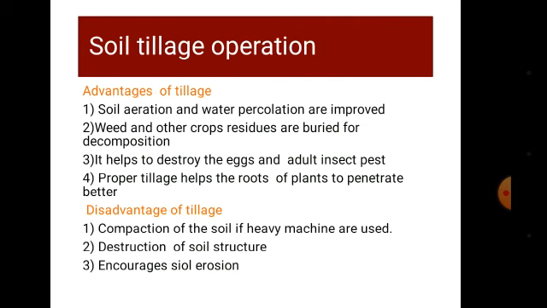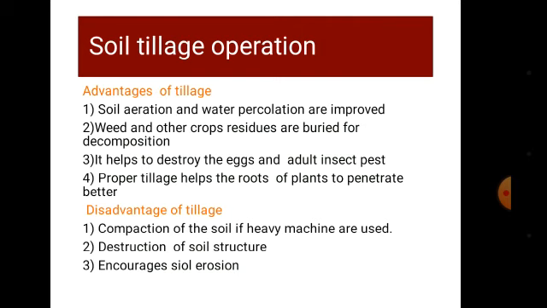What are the advantages of tilling the soil? 1. Tilling helps in soil aeration and water percolation. 2. Weeds and other crop residues are buried for proper decomposition. 3. It helps to destroy the eggs and adult insect pests.